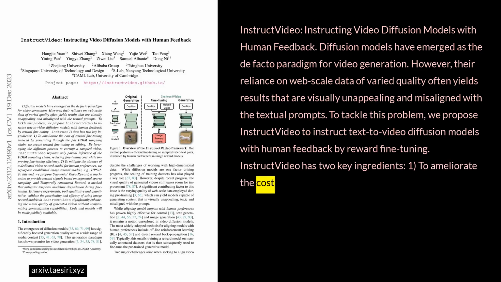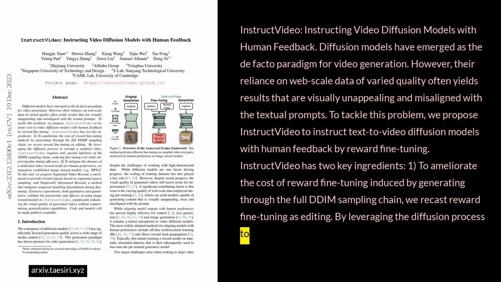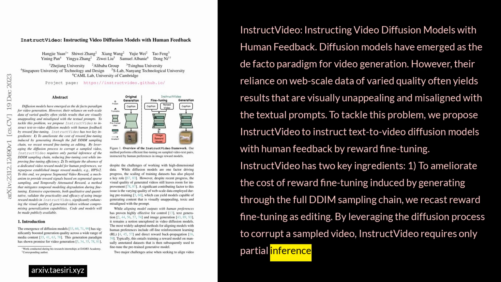To ameliorate the cost of reward fine-tuning induced by generating through the full DDIM sampling chain, we recast reward fine-tuning as editing. By leveraging the diffusion process to corrupt a sampled video, InstructVideo requires only partial inference of the DDIM sampling chain, reducing fine-tuning cost while improving fine-tuning efficiency.